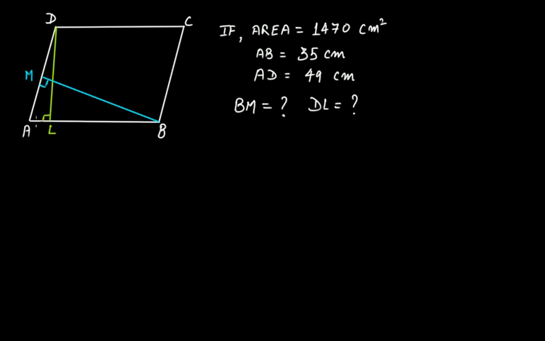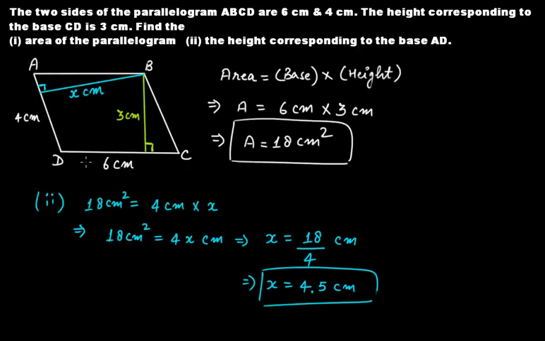Okay, in this diagram ABCD is a parallelogram, and from vertex B a perpendicular has been drawn on this AD, and from vertex D a perpendicular has been drawn on side AB. Area is 1470 centimeters square. If AB is equal to 35 centimeter, AD is equal to 49 centimeter, right? What is BM, that is this one, and what is DL, that is this one. It's something similar to what we have done here.